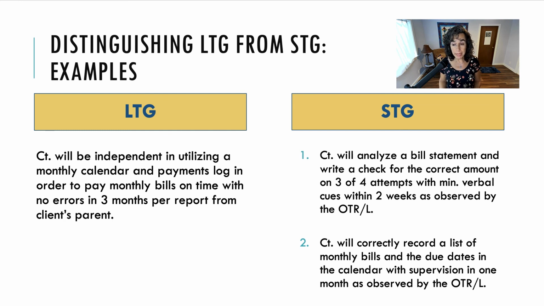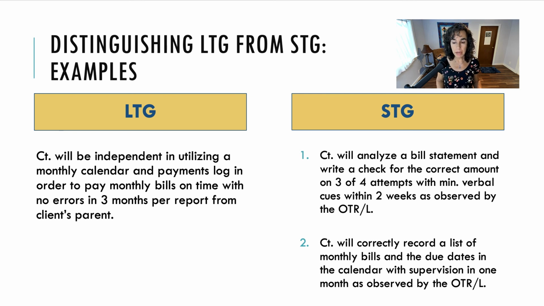So when we break it down, it's a smaller chunk, right? They're analyzing one bill, they're writing one check, they're doing it less of the total time, 75% of the time, or 3 of 4 attempts. And we're giving them some assist, minimal verbal cues. It's also got a shorter time frame, 2 weeks.